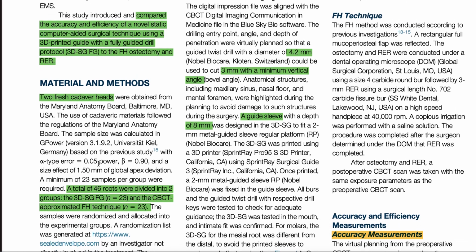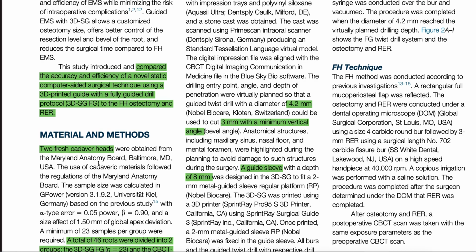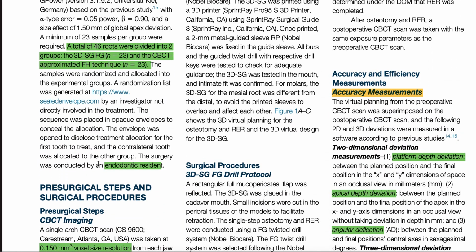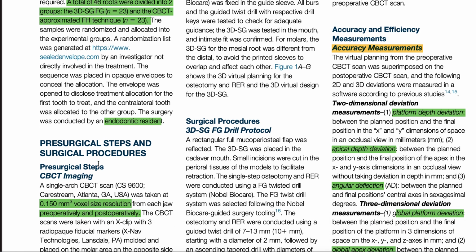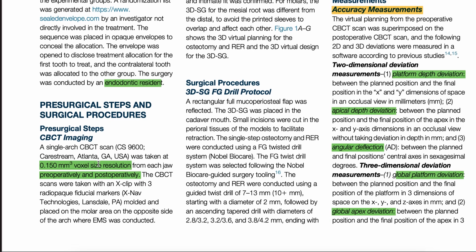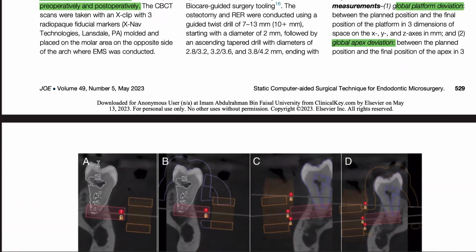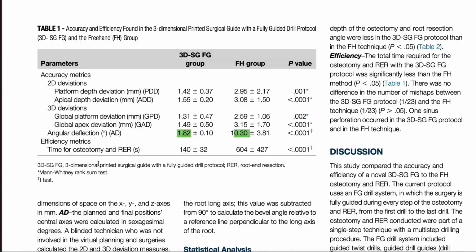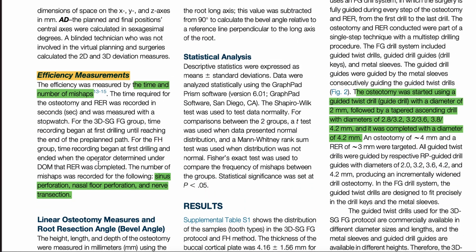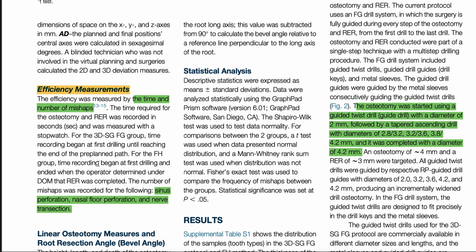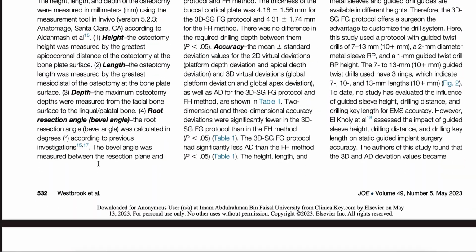to 7 millimeters. So they had 2 fresh cadavers, and they measured accuracy according to 2-dimensional deviation and 3-dimensional deviation. They had multiple parameters, and they also assessed the efficiency measurements through time and number of mishaps, being sinus perforation, nasal floor perforation, and nerve transection.